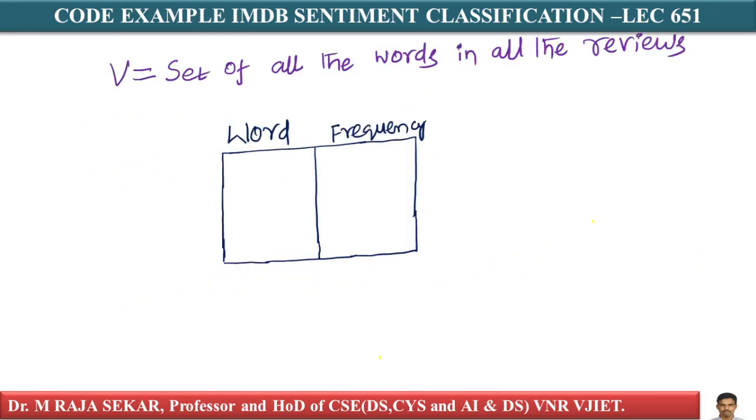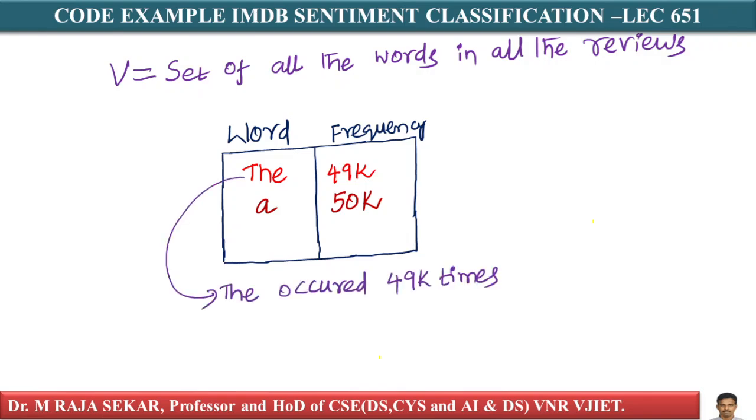Let's assume I have a word "the". For each word they computed the frequency, which means how many times it occurs. So they have a word frequency for each word available in that vocabulary. Let me say there is another word "a" which occurred 50,000 times, and another occurred 49,000 times.